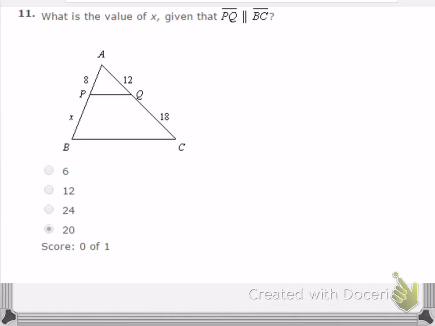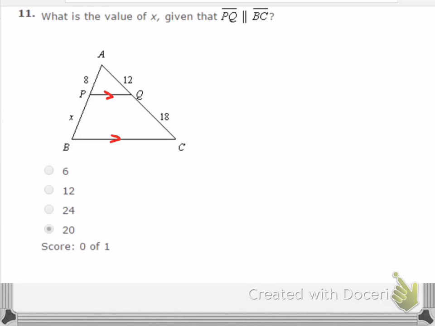Now, what is the value of x given that PQ is parallel to BC? So the first thing, we're given that these two lines are parallel, and we learned in this week's lesson that if you have a polygon, it's true for triangles, it's true for trapezoids, parallelograms. If it's intersected by a parallel line, then it creates a proportional relationship between the sides that are formed.